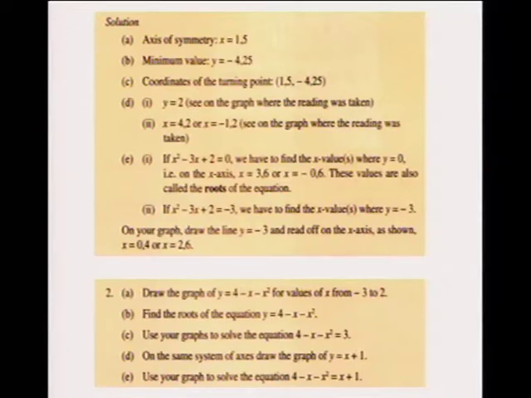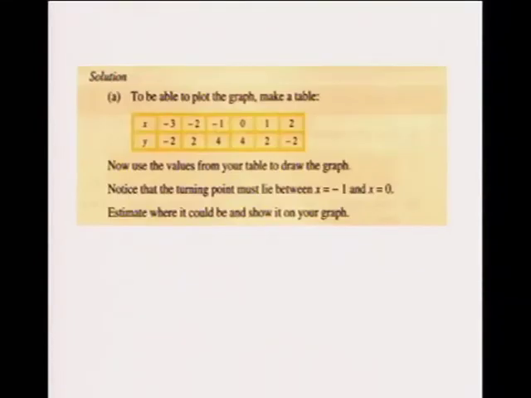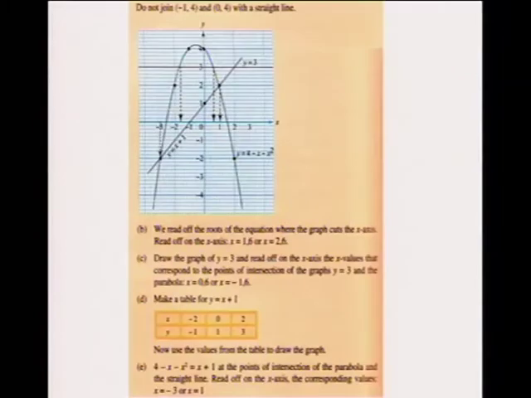Number 2, you can draw a graph and find the roots. Use your graph to solve the equation on the same system of axes. Draw the graph of a straight line, and then you can solve it by seeing where the parabola and the straight line graph are on the same point. Okay, there we see the solution with the points that we have to plot. And if you look at the answer, there you see your graph. It has a maximum turning point, and you work on your graph to read off the values, as you can see.